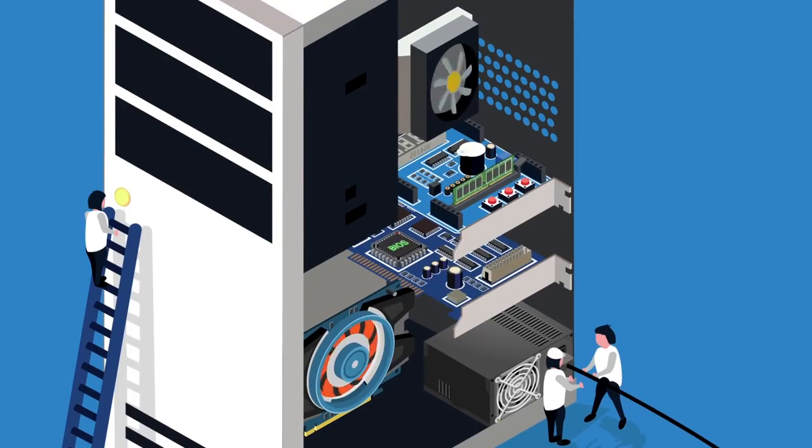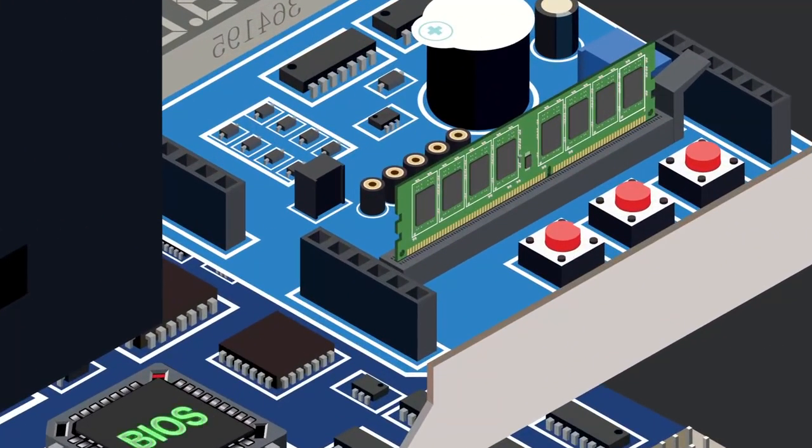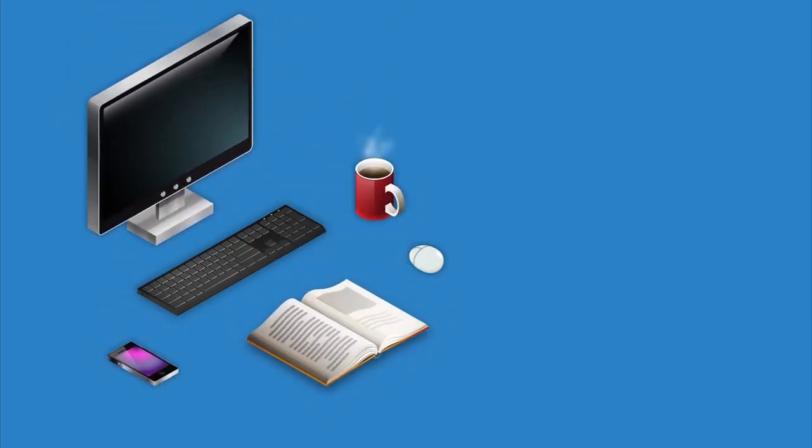Then it tests your RAM. This is a very basic check of whether it can communicate with your RAM. Now it checks for keyboard and mouse. Depending upon the type of keyboard you have, you might see the keyboard's lights flash.